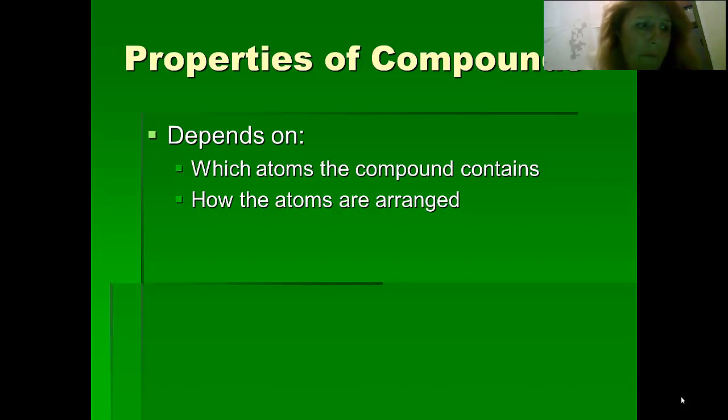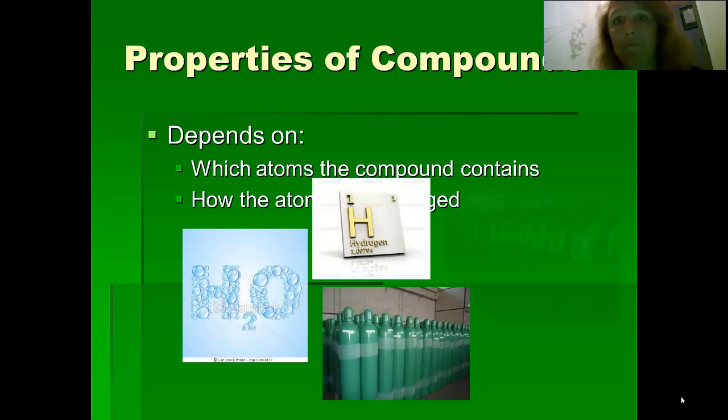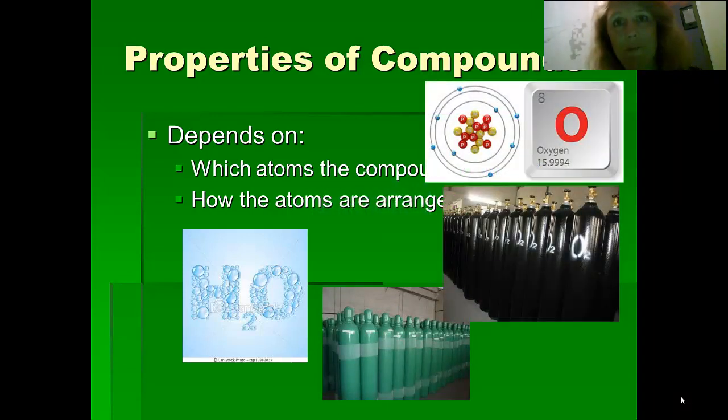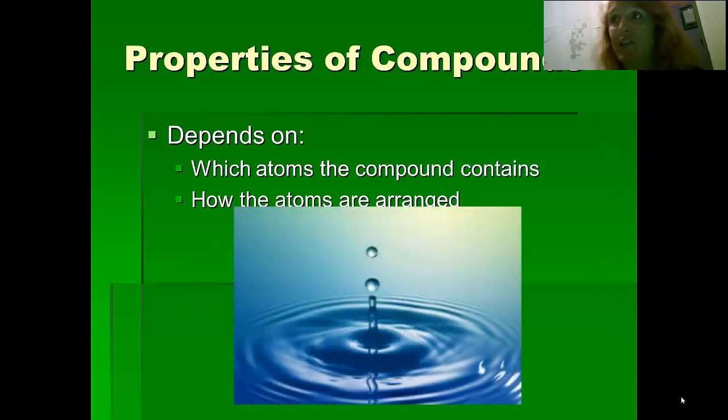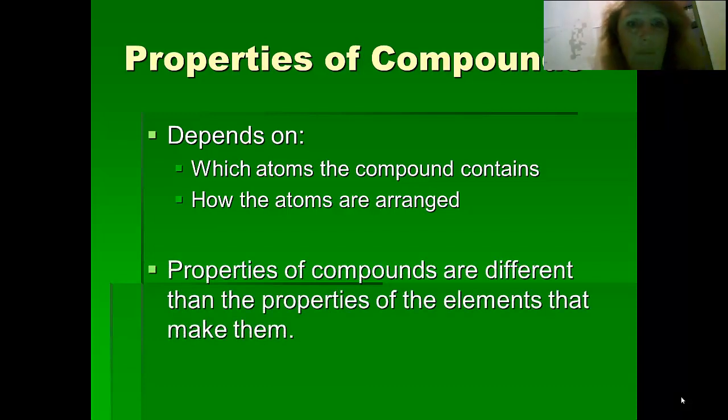For example, water. Water is H2O. That means that it's got hydrogen and oxygen in it. Well, hydrogen is a clear, see-through, transparent gas. Oxygen is a transparent gas, but when you put them together, they make a liquid. So you can't say just because these are the properties of hydrogen and these are the properties of oxygen that they're going to have those properties when you combine them. When you combine them, you make a chemical change, and so the properties are different. The properties of compounds are different than the properties of the elements that make them.